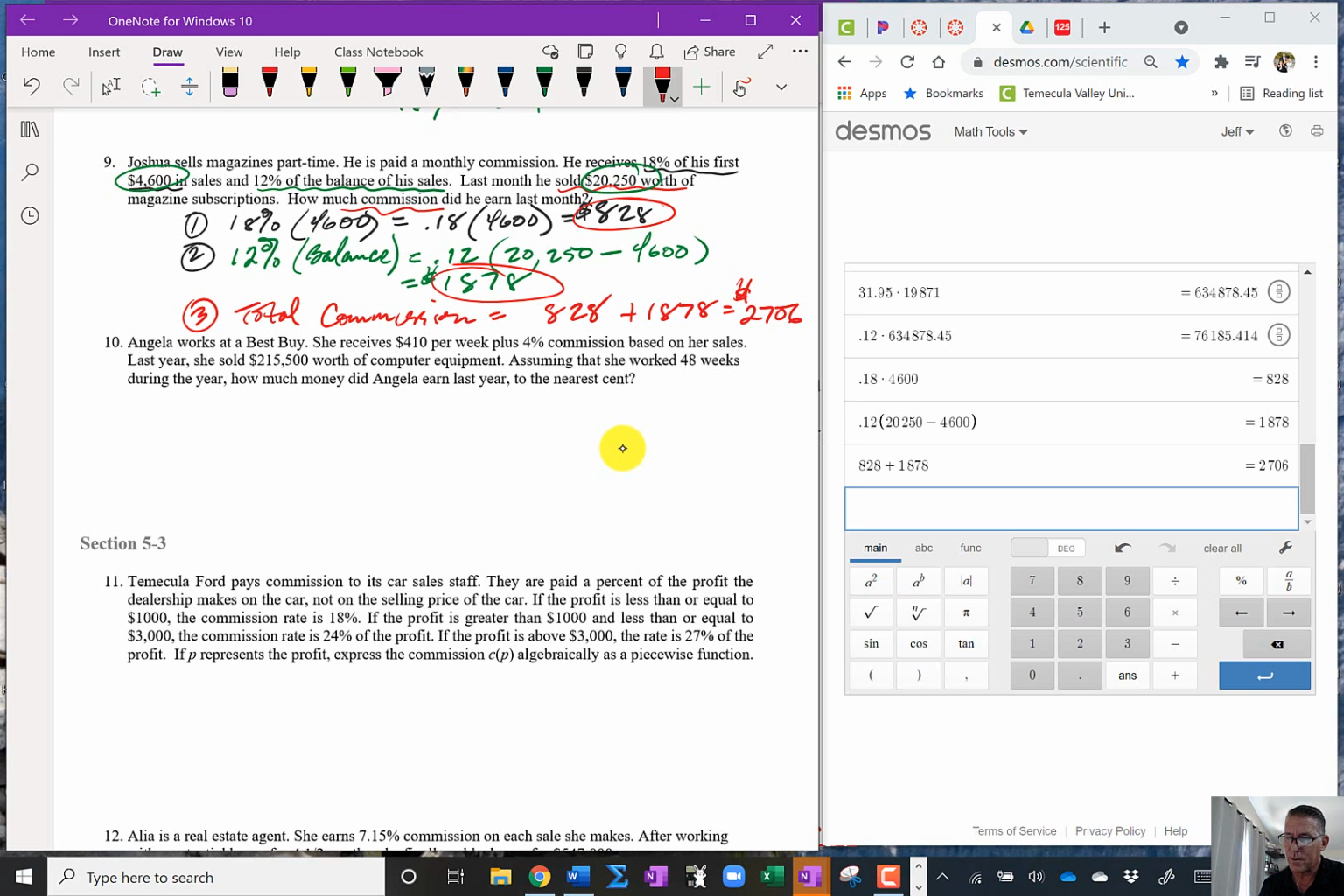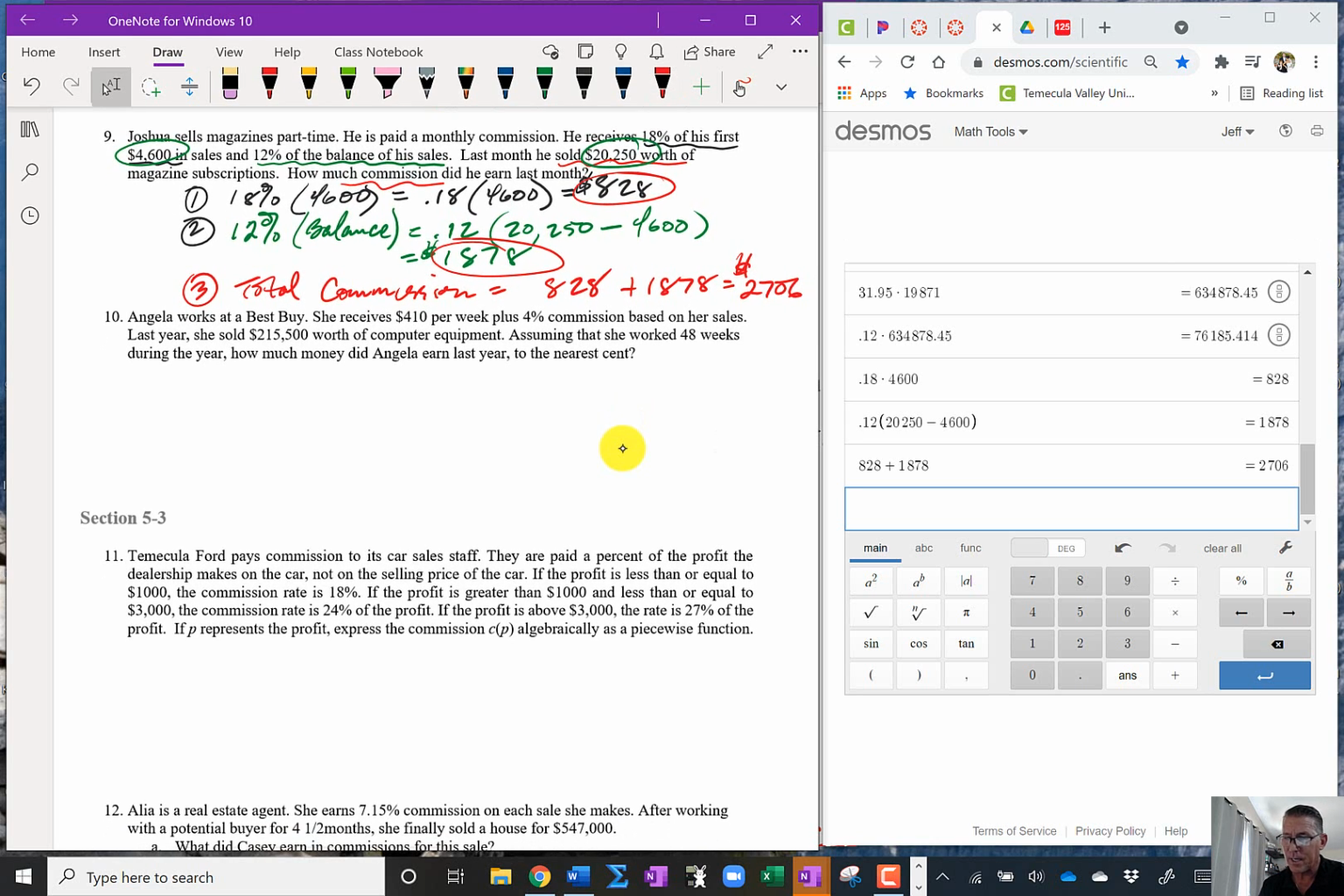All right, number 10. Angela works at Best Buy, and she receives $410 per week plus 4% commission on her sales. So there's two things going on here. She gets $410 per week, and then she also gets 4% commission on her sales. So she gets paid two different ways. She sold $215,500 worth of equipment. She also worked 48 weeks during the year.